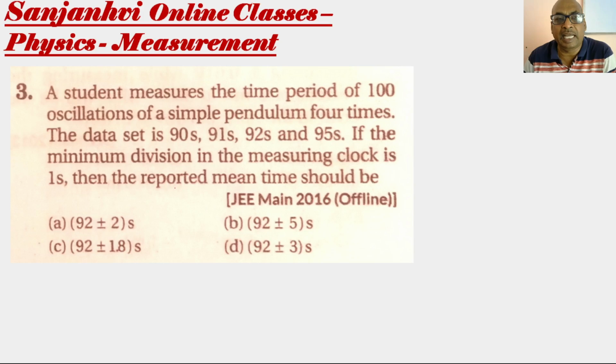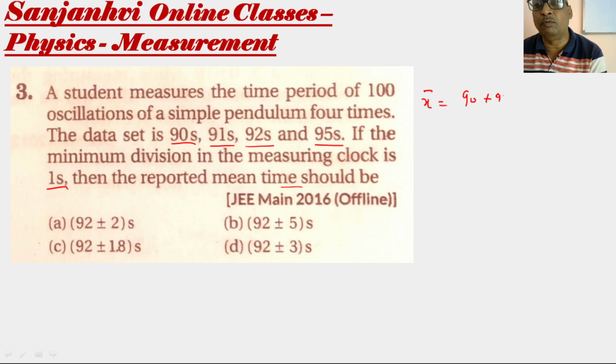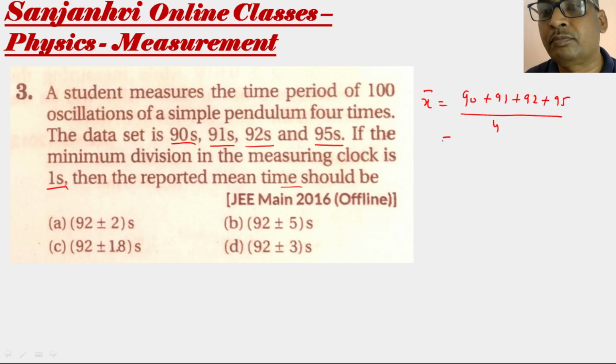Third, a student measures the time period of 100 oscillations of a simple pendulum 4 times. The data set is 90 second, 91 second, 92 second and 95 second. If the minimum division in the measuring clock is 1 second, then the reported mean time should be? So we first need to find the mean of the observations. x mean will be 90 plus 91 plus 92 plus 95 divided by 4, because 4 observations are there, and after solving it we get 92 second.